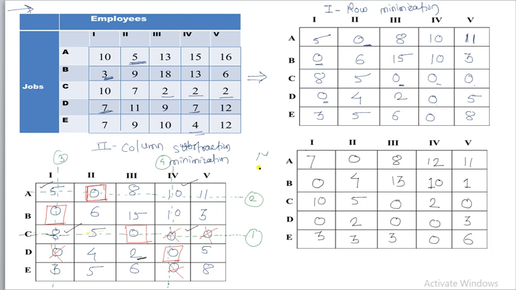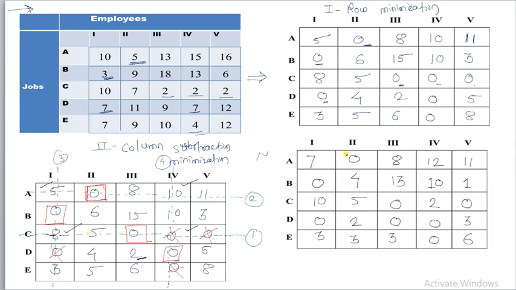Okay, so subtraction from uncovered, addition at the crossed, and no change at the covered. Okay, this is how it is going to be. Now we'll try for the assignment. Okay, let's do it now.